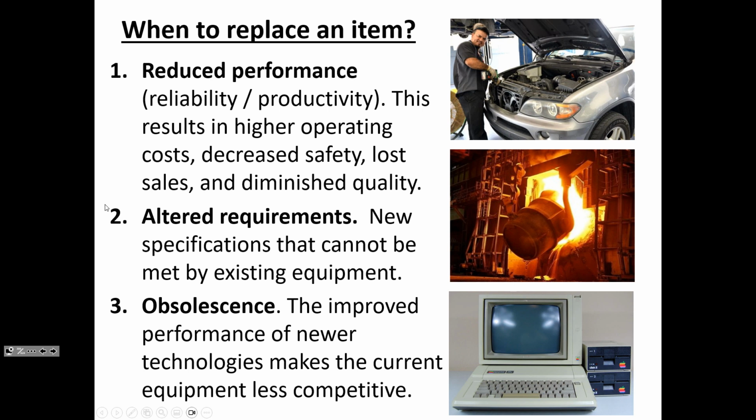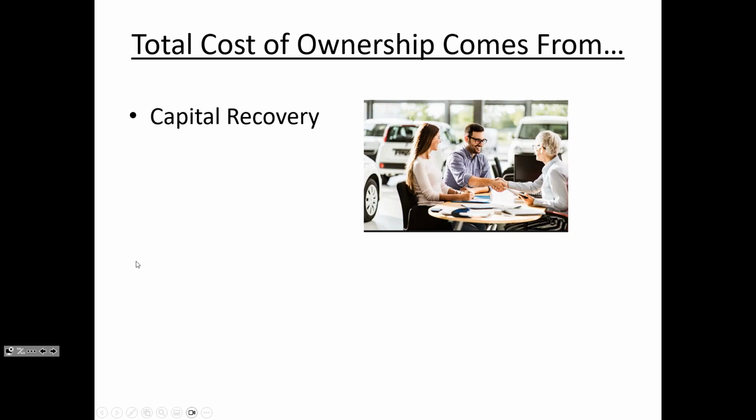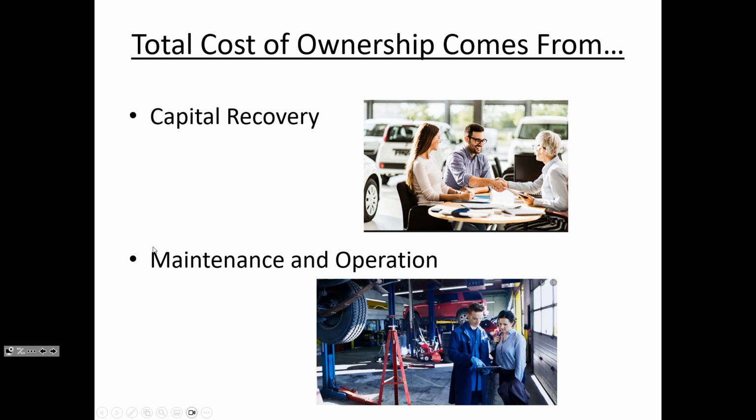Regardless of when we decide to replace an item, we can do an analysis that looks at the total cost of ownership for a certain number of years. When you own something, the cost of ownership comes from what you paid versus what you're going to sell it for. Remember that capital recovery is the annualized difference between the initial purchase price and the final salvage value. We've talked about capital recovery before. And then there's also the cost of maintenance and operation. Those two things together account for the total cost of ownership.